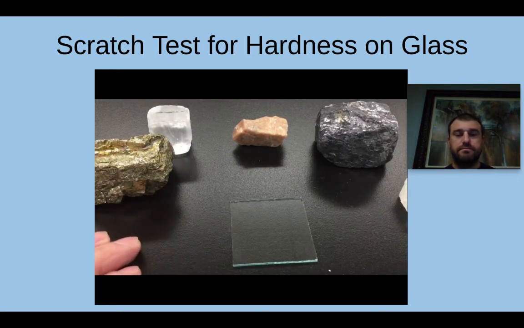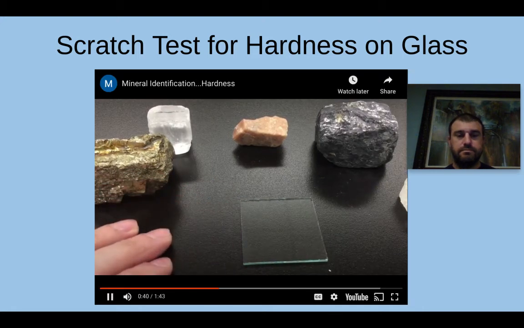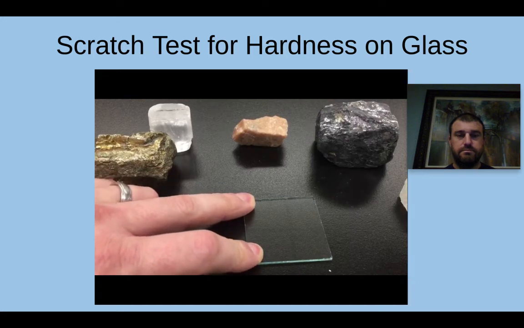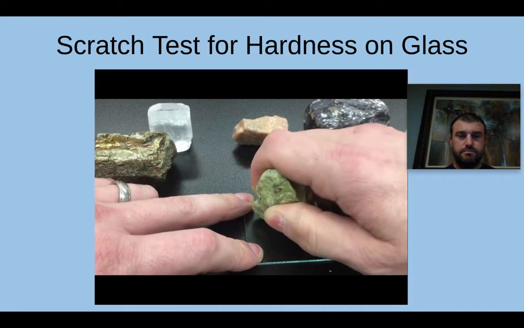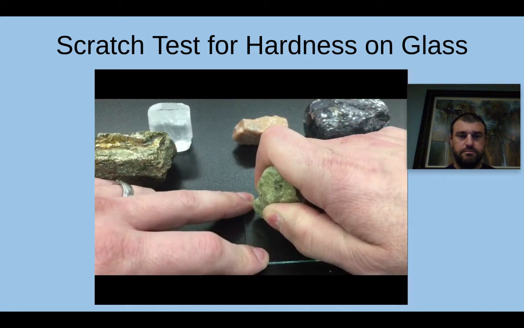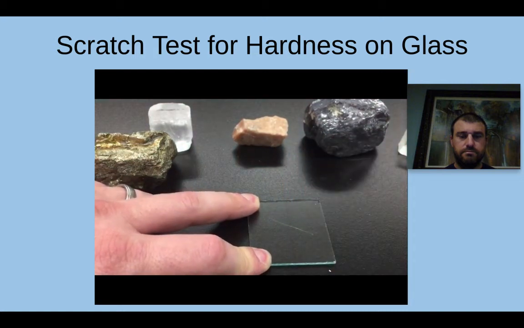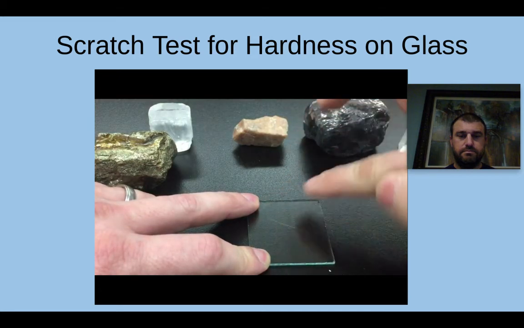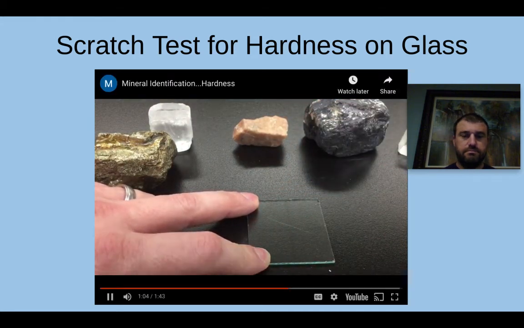When testing the hardness, please be careful. Place the glass plate firmly on the table. Hold it down with a couple of fingers on one hand. Take the mineral sample in your other hand. Press down pretty firmly against the glass and make a short scratch in the glass. Try to rub that scratch away. If the scratch remains, that mineral is harder than the glass.